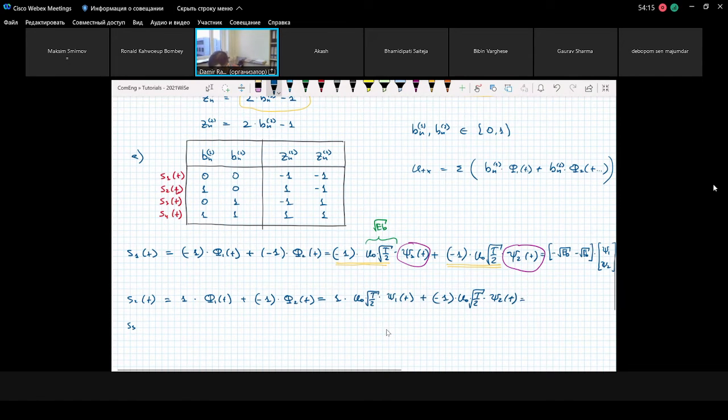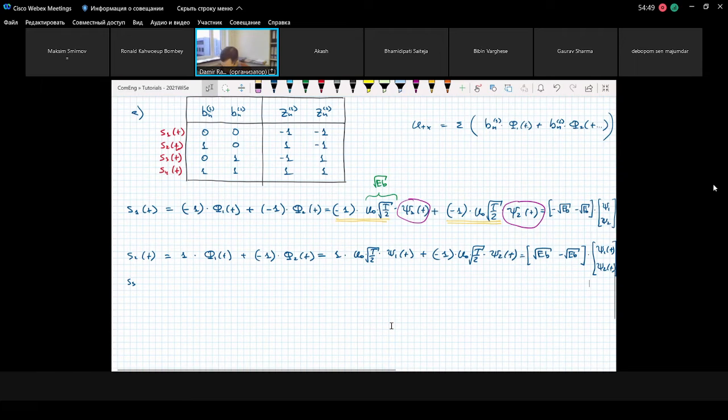And for second signal, for S2, we can write something similar. We have the first element of the first vector, square root of EB under square root, and second element minus square root of EB under the square root, times phi1, phi2 of t. Like this. So we write it immediately in vector form. And we continue.